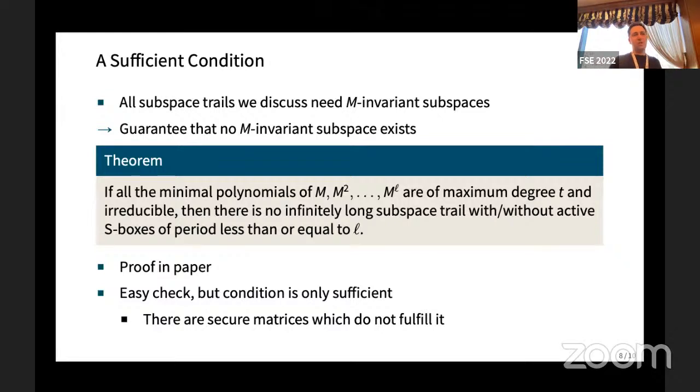So all the subspace trails we discuss in the paper need these M-invariant subspaces. So as a designer, we can guarantee that no such subspaces exist. And this is possible with the following theorem, which is based on minimal polynomials of the linear layer, up to some period again, which is chosen before. And this is only a sufficient condition, which means that there are some secure matrices which do not fulfill it. And it's a very easy check compared to the algorithms we have. And the proof is also in the paper.